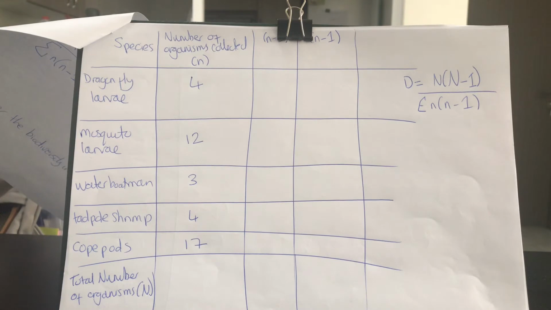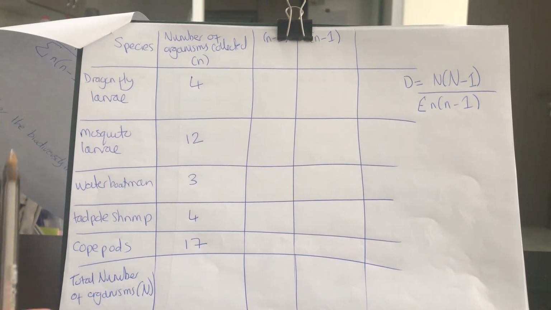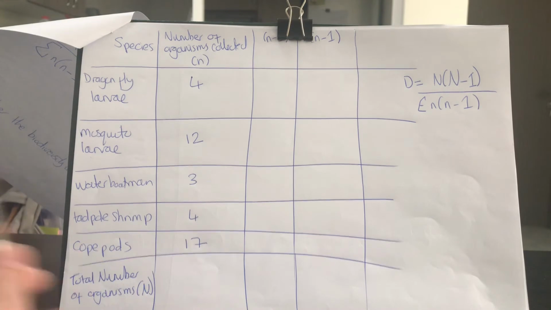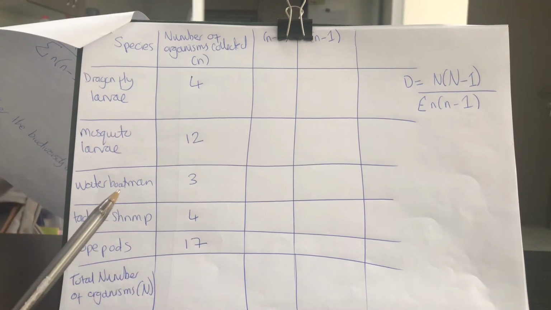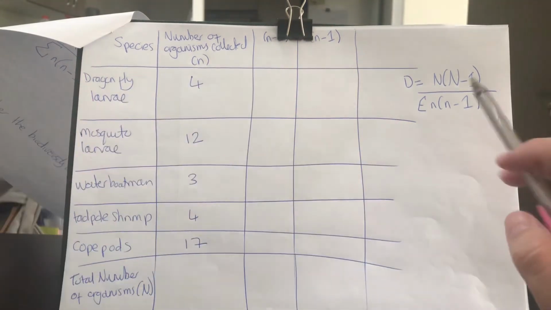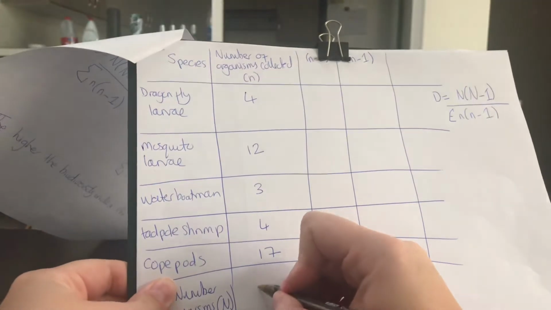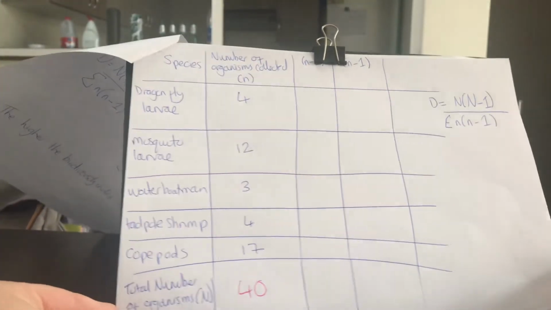Here is our example. As you can see, I've got our species down the left-hand side. This is looking at a pond, but you could do it in any sort of habitat. Then I've got the numbers of each organism collected. So there were 4 dragonfly larvae, 12 mosquito larvae, etc. My capital N in my equation is really easy. It's just the sum of all of these numbers, which I can tell you is 40.